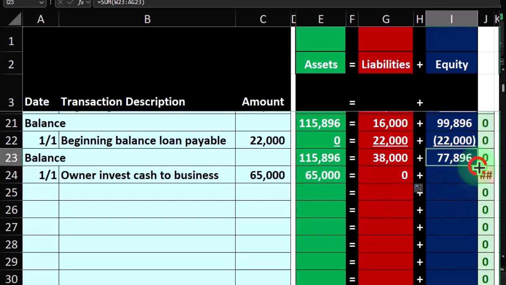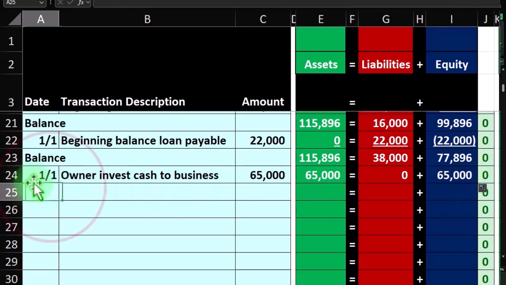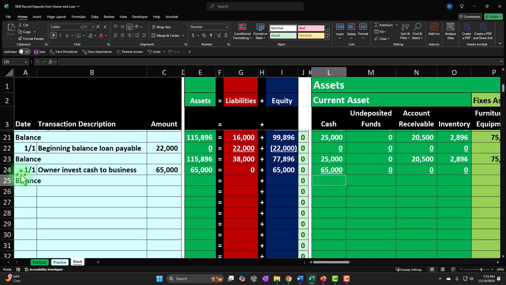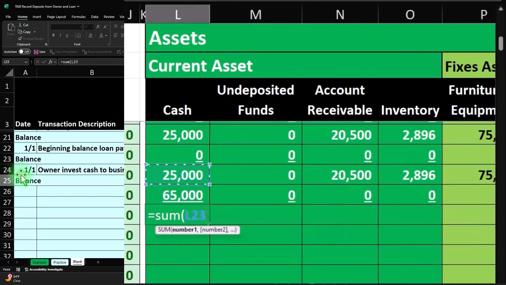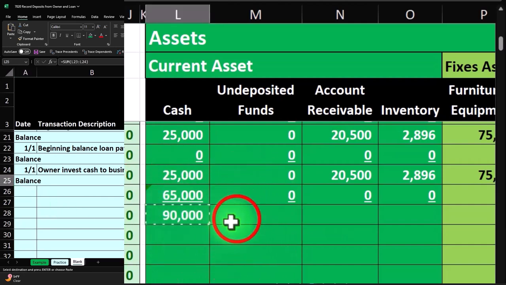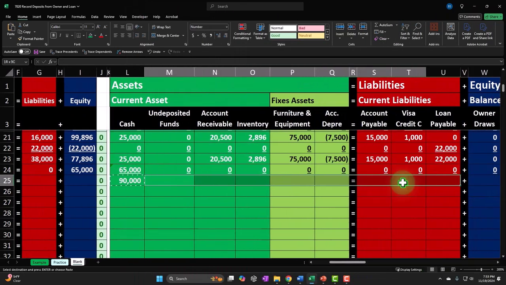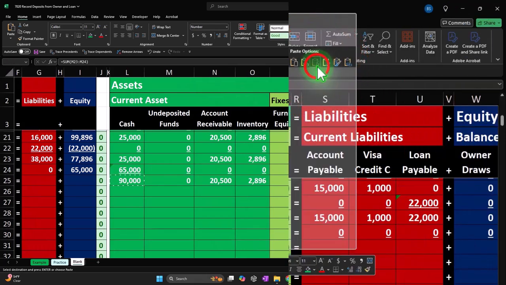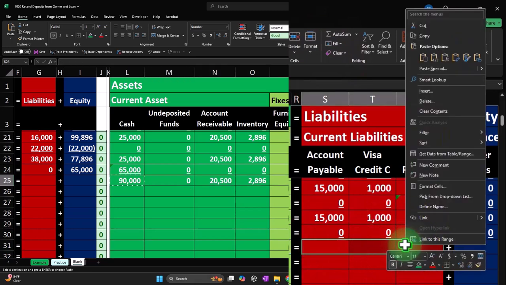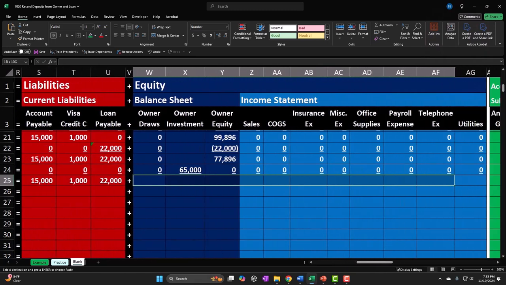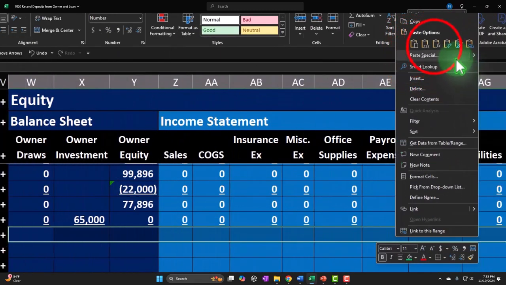Does this make us go back in balance? Red turns green. It does. So assets go up and equity goes up. The new balance is going to be the sum. Cash was at 25,000 plus another 65,000. We now have 90,000 that we can use to buy new property, plant, and equipment. So I'm going to paste that across the board, just the formulas only, so that we pull down all of our numbers.